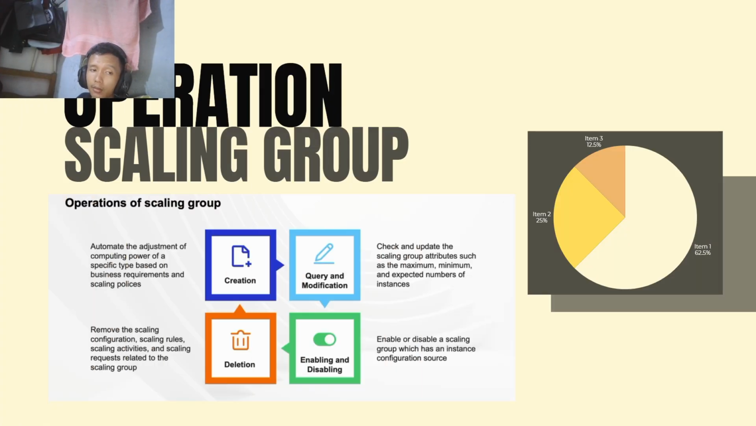Next one is operation of scaling group. There are 4 points in here. The first one is creation. Automate the adjustment of computing power of a specific type based on business requirements and scaling policy. The second one is query and modification. Check and update the scaling group attributes such as the maximum, minimum, and expected number of ECS instances. Third one is removal of the scaling configuration, scaling rules, scaling activity, and scaling requests related to the scaling group. And last one is enable or disable a scaling group which has an instance configuration source.